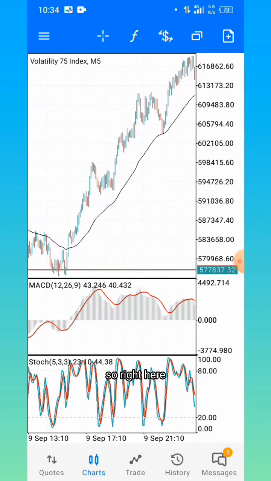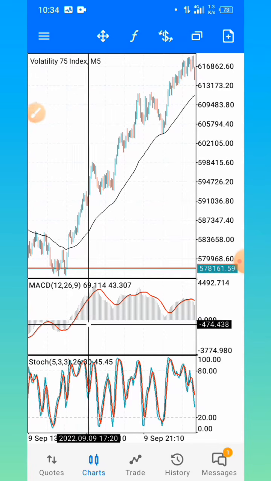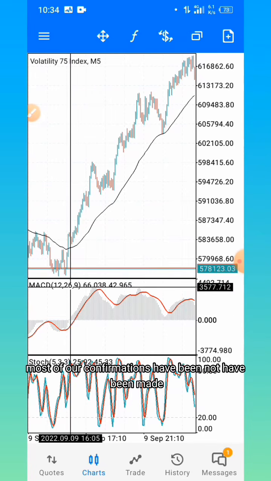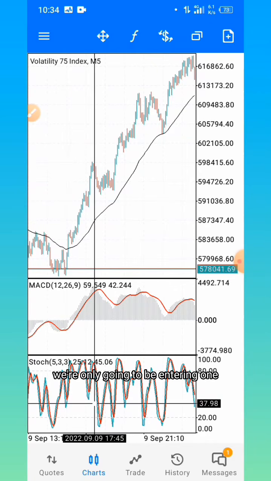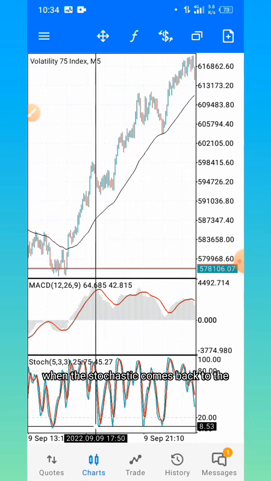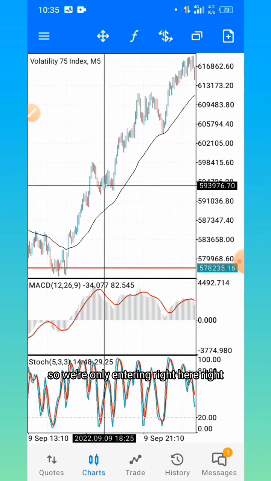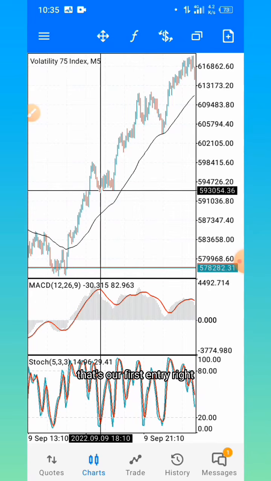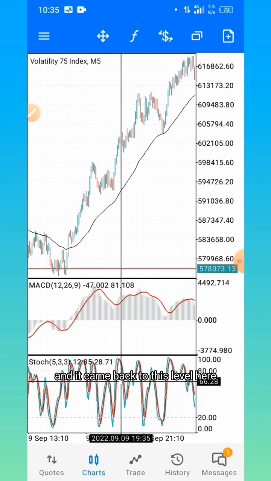So right here, this is where we are going to be entering, right? Most of our confirmations have been made right here. Now we're only going to be entering when the stochastic comes back to the 20 level. So we're only entering right here, right? That's our first entry. And then we hold the trade, and it came back to this level here.